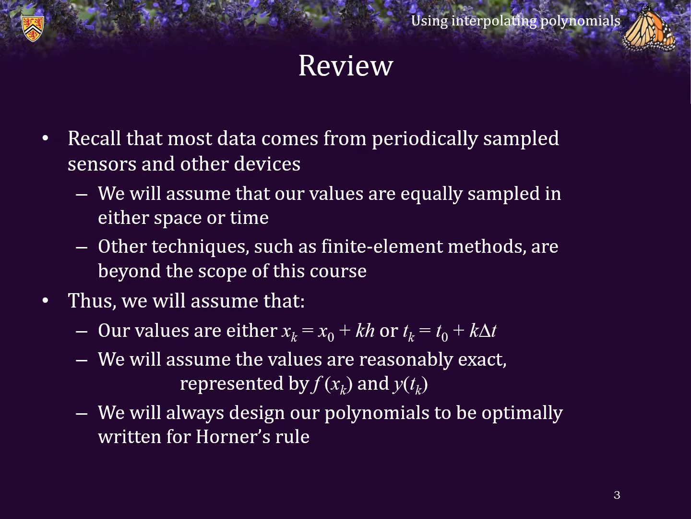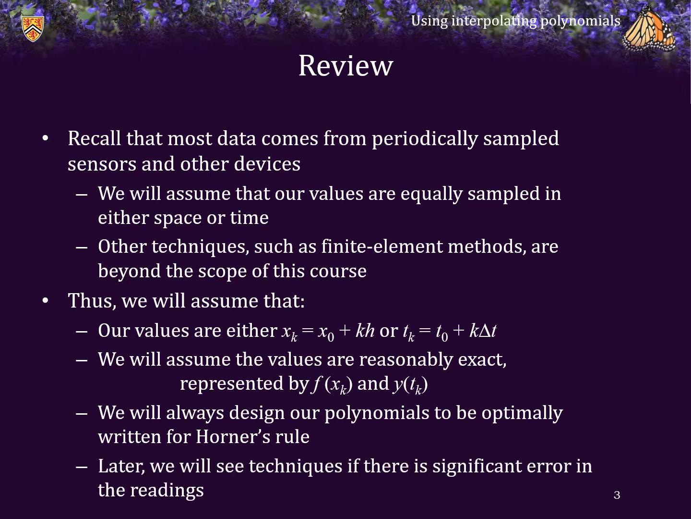We're also going to be making sure that the polynomials we design are optimally designed so that they can be evaluated using Horner's rule in such a way that minimizes numeric error. Later, we're going to then look at other techniques that can be used if there is significant error in the readings, or if we want to, for example, extrapolate to a future term. Given the state right now, what's the state going to be one time step into the future?